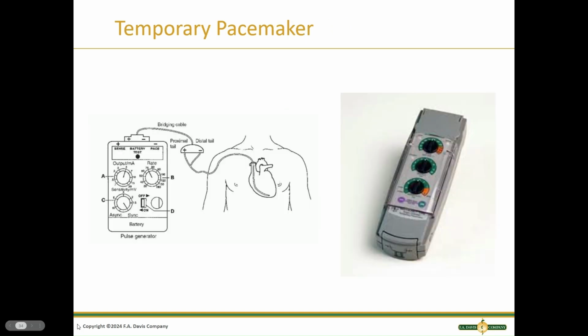This is an example of a temporary pacemaker. So this has one wire that is floated down into the right ventricle, and it is monitored by this little battery pack that is attached outside of the body. So it's a real important thing that we make sure that this is monitored or works off of battery power.